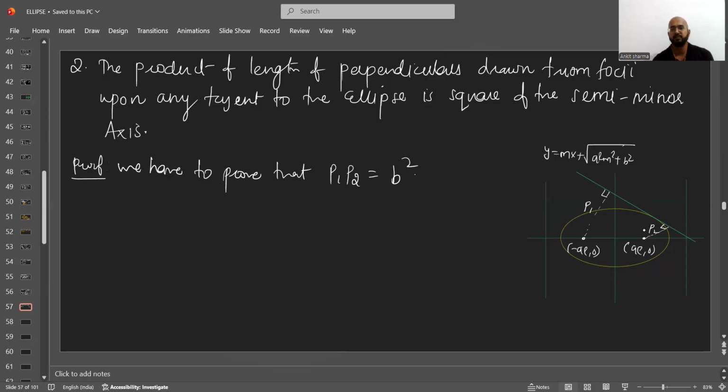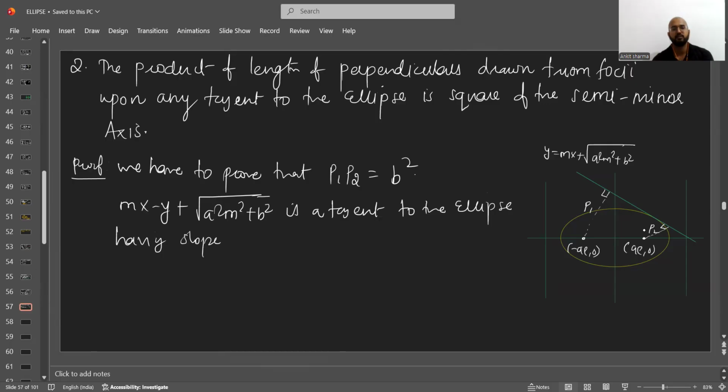So P1 is simply the length of the perpendicular. That means this is my line: mx - y + root of (a square m square + b square) = 0 is a tangent to the ellipse, having slope m.